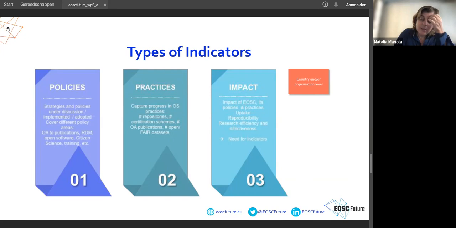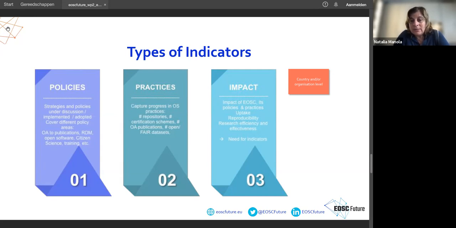Then what we will try to capture is the practices. And the practices, in many cases, include funding. So what are the open science practices? How many repositories does a country or institution have? What are the certification schemes for these repositories? What are the outputs, open access to publications and FAIR data sets? And hopefully in some of these questions or automated gathering, we will have questions about funding, and this will probably lead into a mutual learning exercise. So countries or institutions that are not so advanced could probably learn from the others.